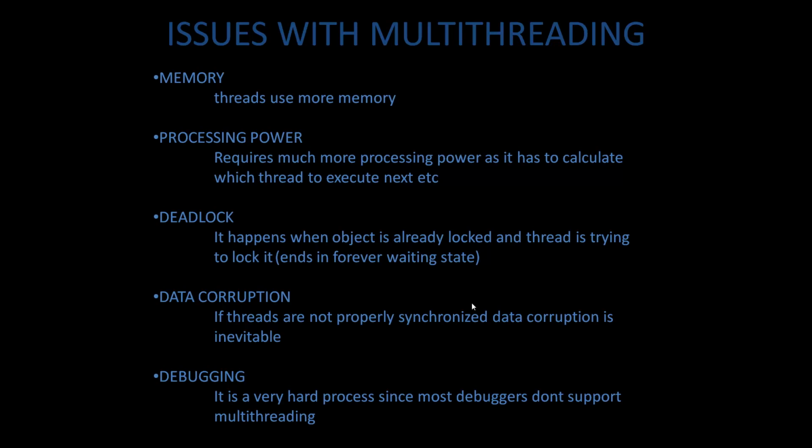Deadlocks. It happens when an object is already locked and we forgot to unlock it, and a thread comes in that's supposed to lock it. It's going to try to access that object and lock it, but since it's already locked, it's going to be stuck in a loop and you won't know what to do. So that's a deadlock.